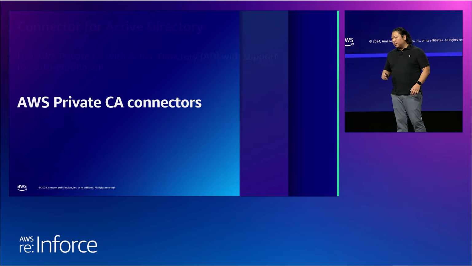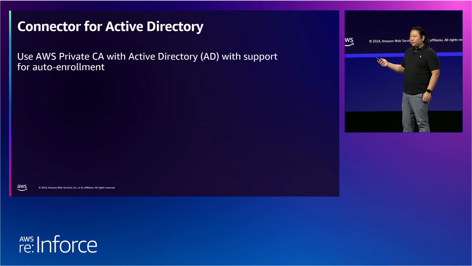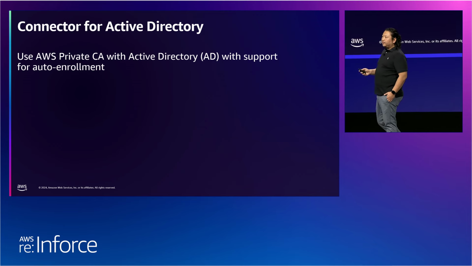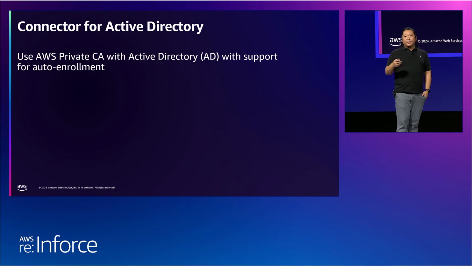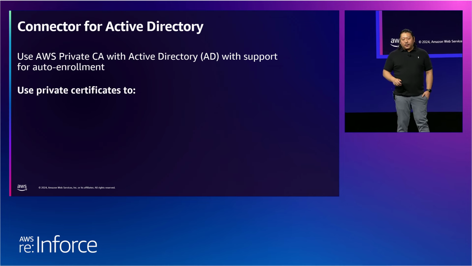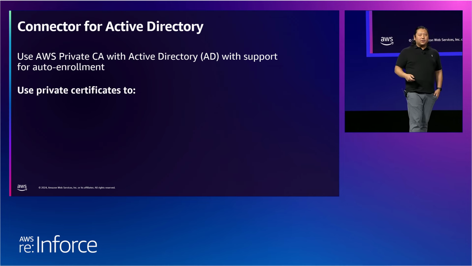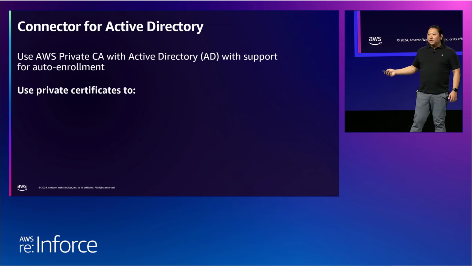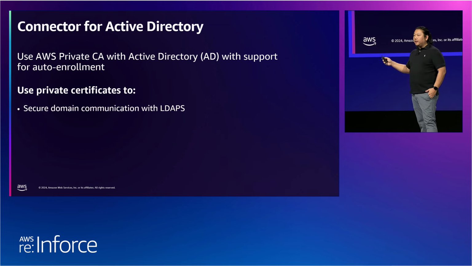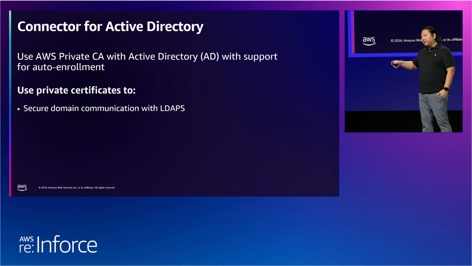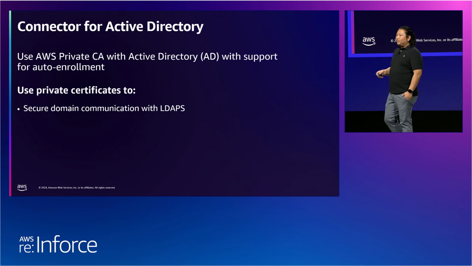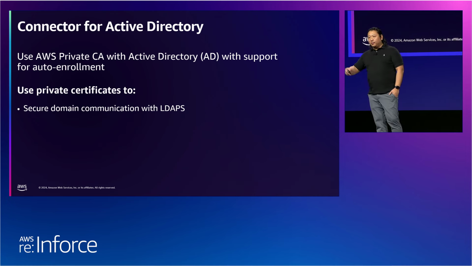So one of the other connectors we have is Connector for Active Directory, very similar to Connector for SCEP. It's for identity certificates. If you think about what do we use private certificates within Active Directory for, one of the main ones we hear is securing your domain with LDAP-S or secure LDAP or LDAP over SSL, right? Without it, all your domain communications is happening over plain text.